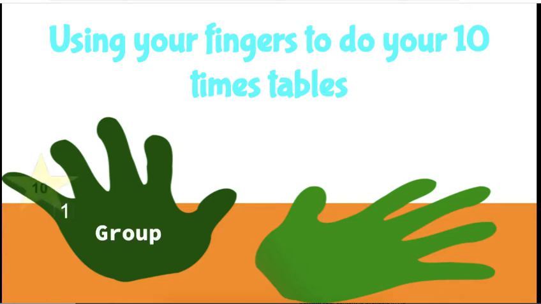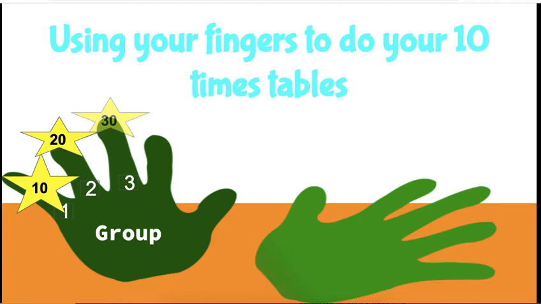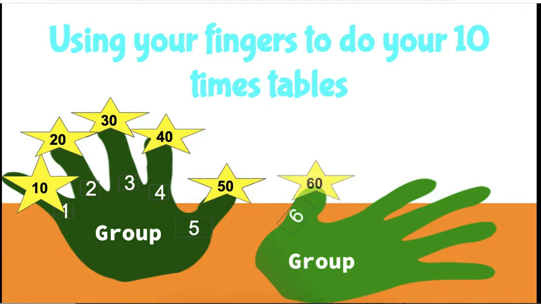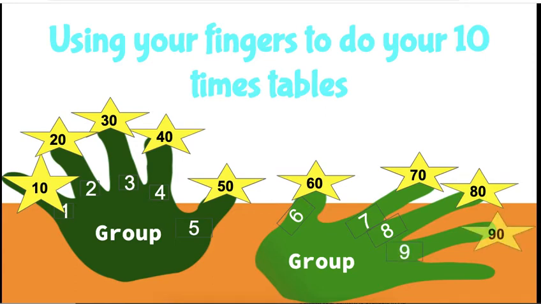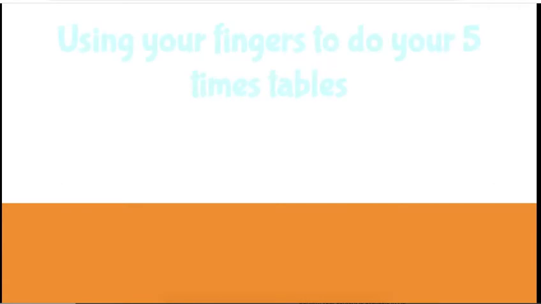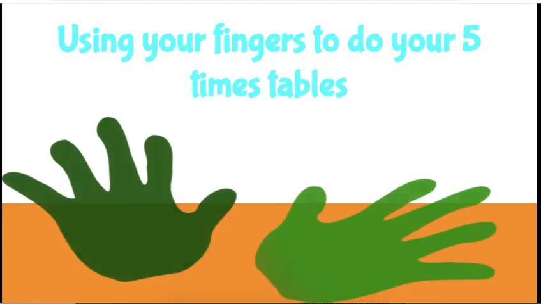So remember, 1 group of 10 is 10, 2 groups of 10 is 20, 3 groups of 10 is 30, 4 groups of 10 is 40, 5 groups of 10 is 50, 6 groups of 10 is 60, 7 groups of 10 is 70, 8 groups of 10 is 80, 9 groups of 10 is 90, and 10 groups of 10 is 100. Now, obviously we don't have 11 and 12 fingers, but then it will be 110 and 120. So let's hold up our fingers and do the 5s.